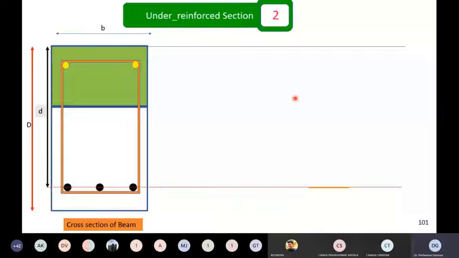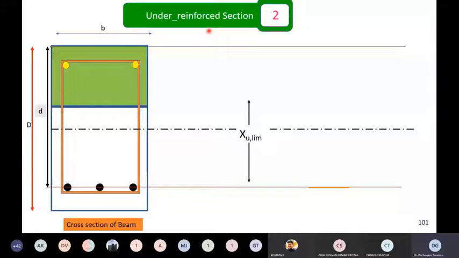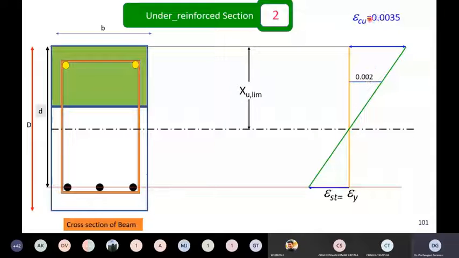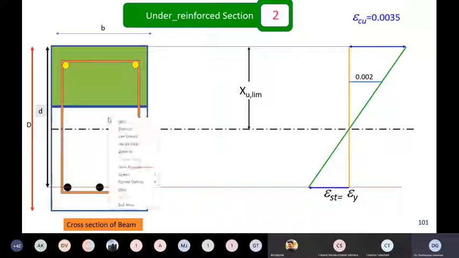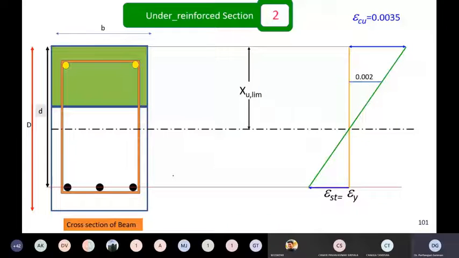Now, if you have an under reinforced section, what is the difference between balance section and under reinforced section? Focus on this word under. Here this is your earlier XU limit, and this is your strain diagram, where epsilon C is 0.0035, epsilon ST is epsilon Y. Now what I am going to do is, at this balance section, the corresponding steel provided is AST limit. Let us say I am going to remove this particular rod.